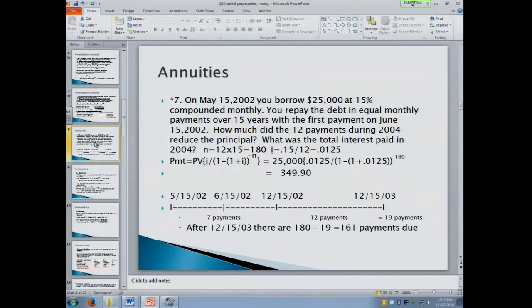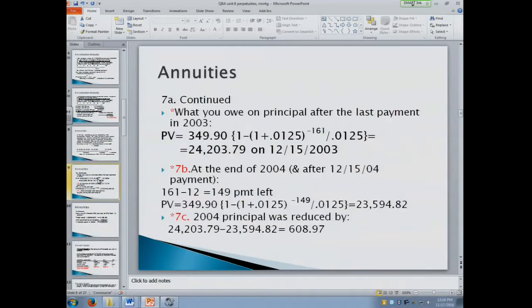Now on number 7, I ask the same thing. Okay? I ask, how much did the 12 payments during 2004 reduce the principal? So therefore, between 12/15/03 and 12/15/04, on both of those dates you have to find the present value, subtract it, and on this slide we show how much the principal was reduced by. So I would like you to pause it and do these two slides.